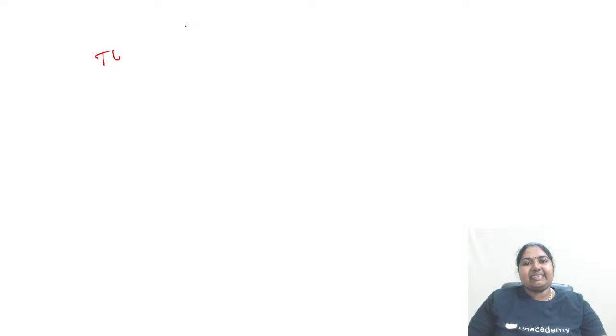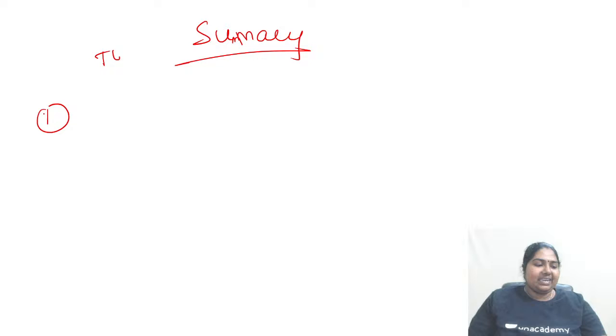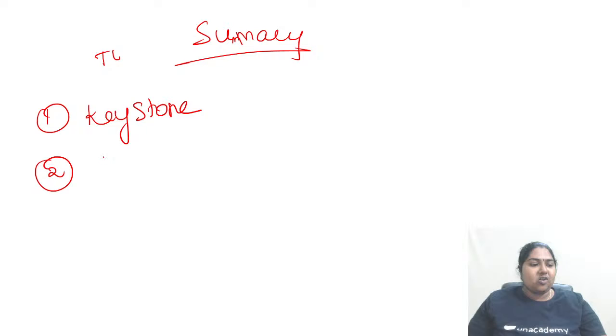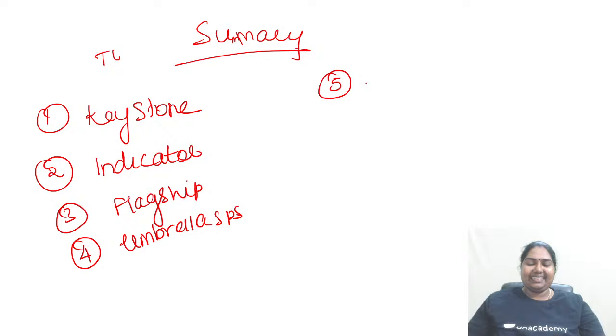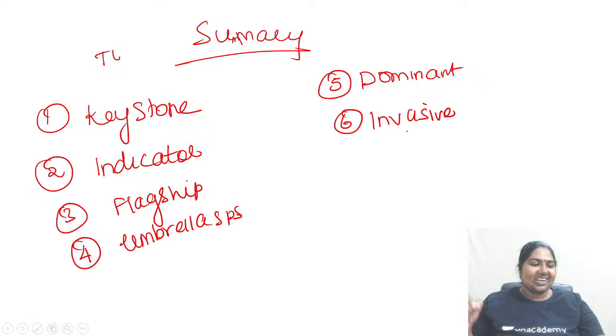So today's summary, shall we make it? Number one, it was on the keystone species. Number two, the indicator species. Number three, the flagship species, and then we learnt about the umbrella species. After the umbrella species, we learnt about the dominant species. Number six, we learnt about the invasive species. Remember, not all exotic species are invasive. Got it?